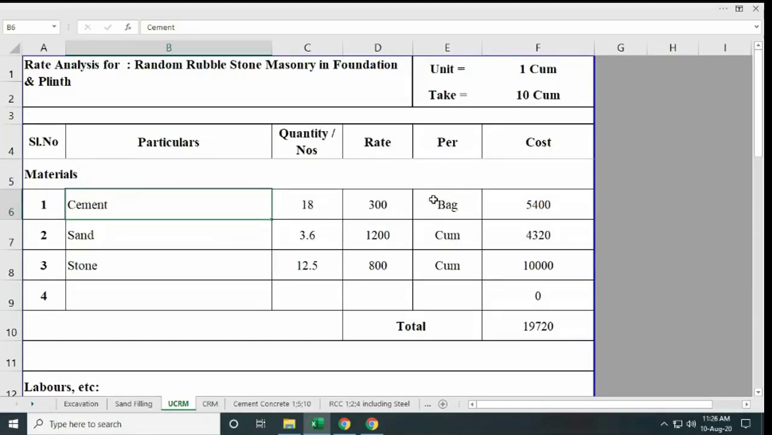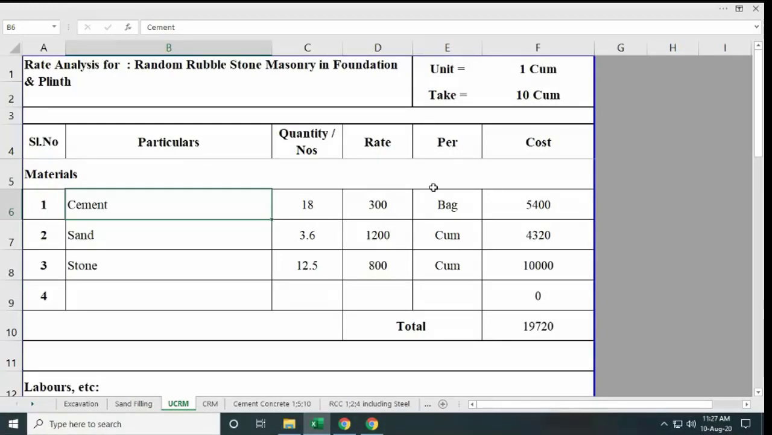300 rupees I will take. Presently the rates are very high because of the lockdown. These rates have gone very high now. If you take Ultratech, ACC and others, it is nearly around 340 or 350 rupees per bag. So these rates are going to vary. These rates will not remain constant.